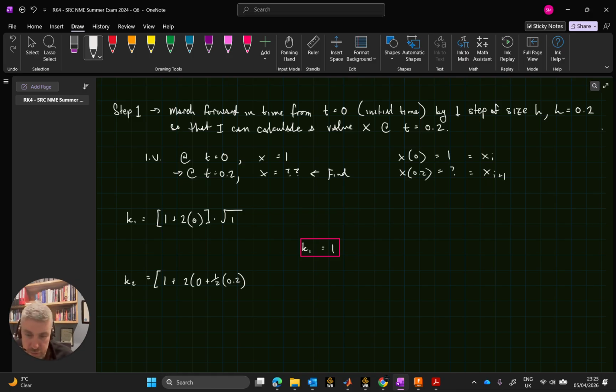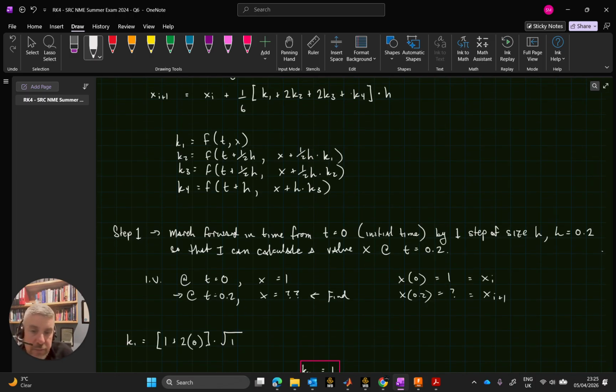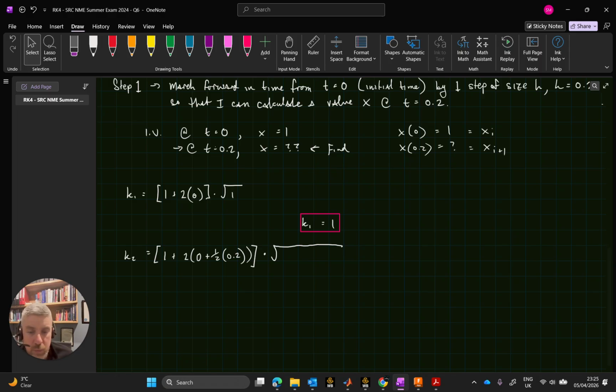So 1 plus 2t, there's t, multiplied by the square root of x. So the x value I need to use for k2 is x plus 1/2 of h by k1. So my current x value is 1 plus 1/2 of h, which is 0.2, by k1, which is 1. That'll give me k2. Let's see, can we simplify this a bit?